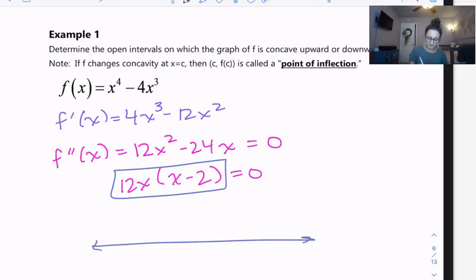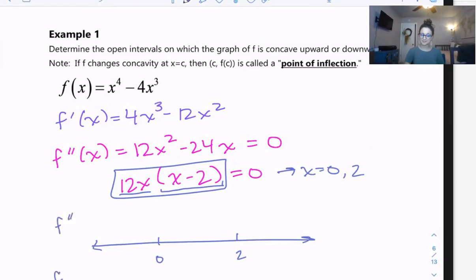Okay, so let's take a look here. That first factor, 12x, is it ever 0? Yeah, it's 0 when x is 0. And what about x minus 2? Is it ever 0? It is 0 when x is 2, right? So I'm going to put 0 and 2 in my number line. Now, instead of labeling this f prime and f, we're going to label it f double prime and f.